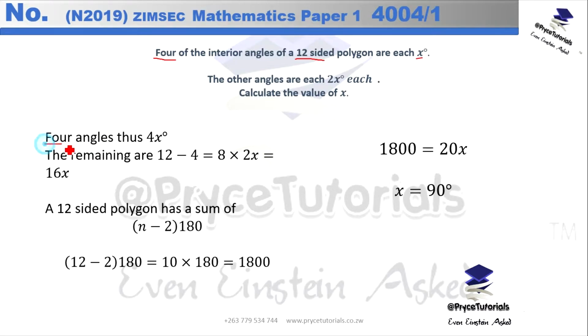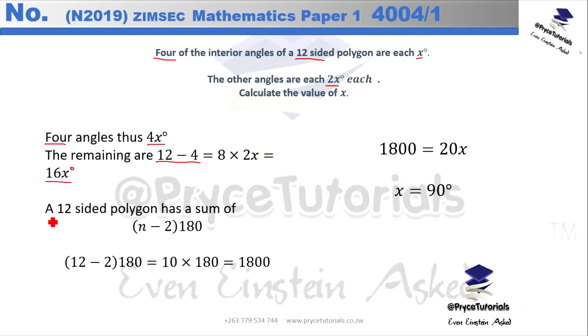So for 4 angles you have 4 multiplied by x degrees, so you have 4x degrees. So this means that the remaining will yield 12 minus 4, so that you have 8, multiplied by 2x, because they're saying here the other angles are each 2x degrees. So you're going to express it as 16x degrees here for the remainder of the angles.